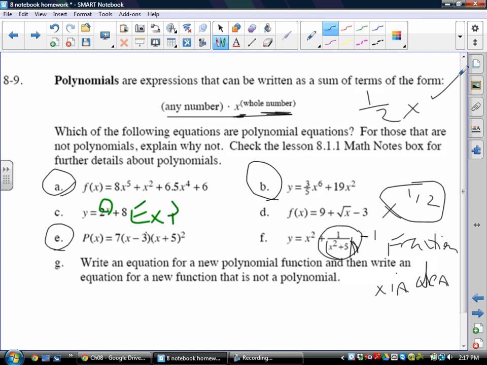Okay, part G, it says write an equation for a new polynomial function and write one that is not a polynomial. I think you can figure one of those each out for yourself. As long as it's following this format for the polynomial, it works. And you could have a fraction exponent, a negative exponent, or an exponent that's a variable. All those are examples that are not polynomials.